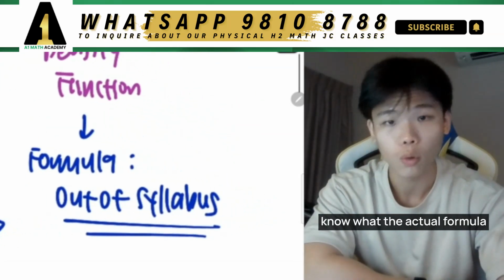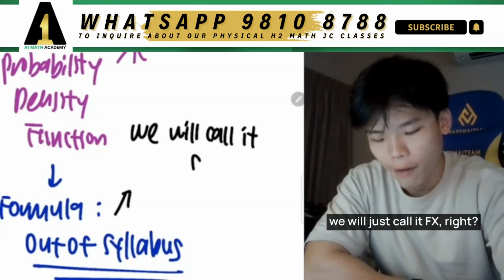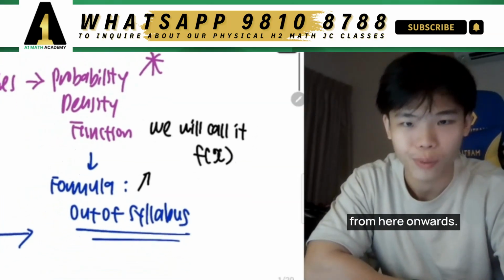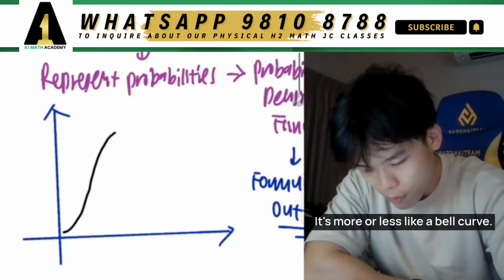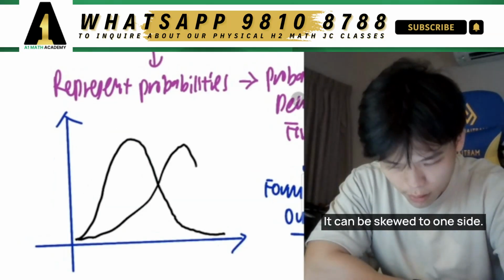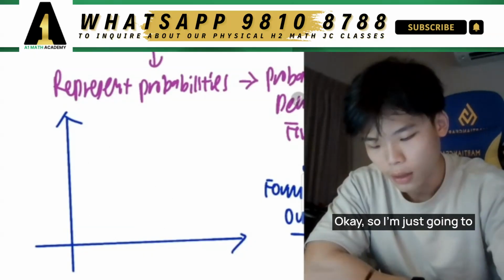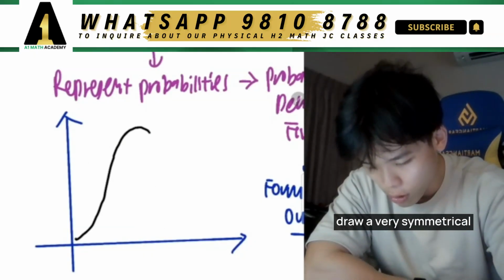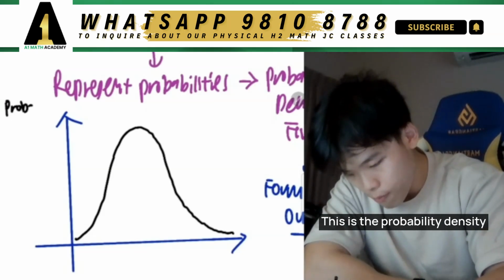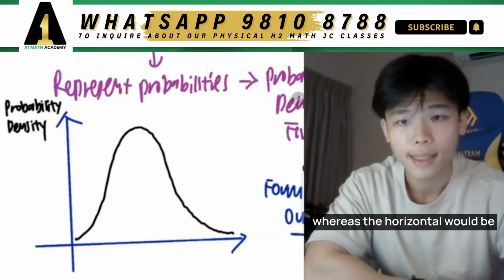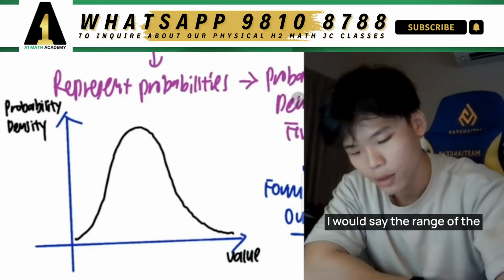So because we don't need to know what the actual formula is, from this point onwards, we will just call it fx. And the shape of fx actually looks like that. It's more or less like a bell curve. It can be skewed to one side, it can be skewed to the other side also, but more or less the shape is usually like a bell curve. Okay, so I'm just going to draw a very symmetrical bell curve over here. So this vertical axis is the probability density, whereas the horizontal axis would be the values or range of values.